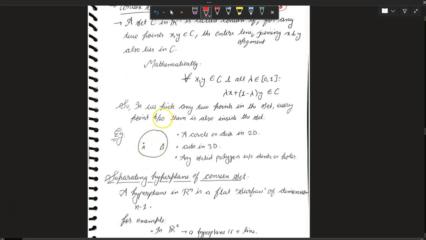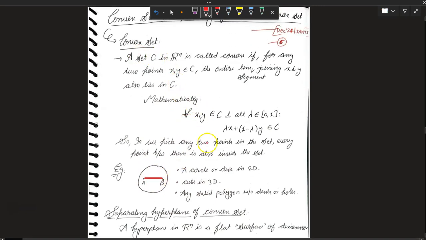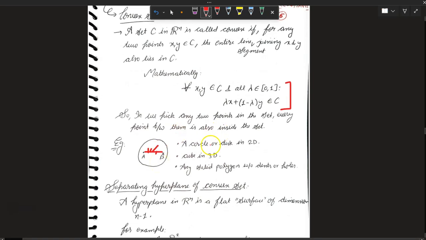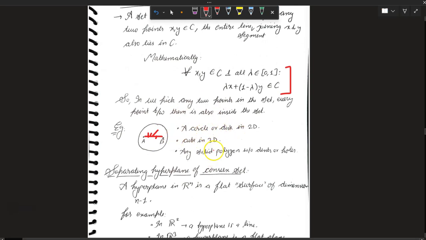So this is a circle, these are the 2 points. If you connect these 2 points, then this connecting line also lies in the same plane, that is the circle. So the same is the convex set. Mathematically you can write it as this, and so if we pick any 2 points in the set, every point between them is also inside the set. So every point between these 2 points is always in the convex set. Okay, so this is a convex set. Some more examples are written here.